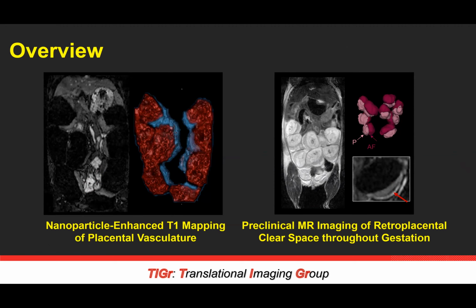The retroplacental clear space is a junctional zone between the placenta and the myometrial wall, which is extremely important for being able to diagnose placental accreta or invasive placentation. Being able to visualize that is extremely valuable, and I'd like to share some of the research that I have looking at different disorders with this target organ.